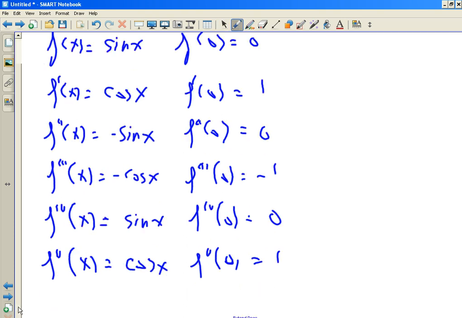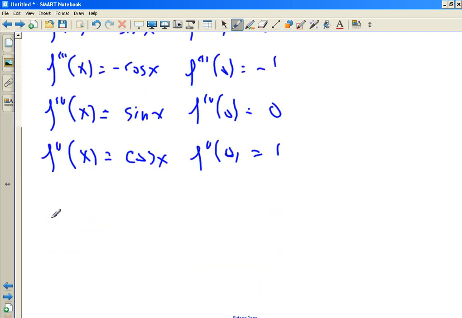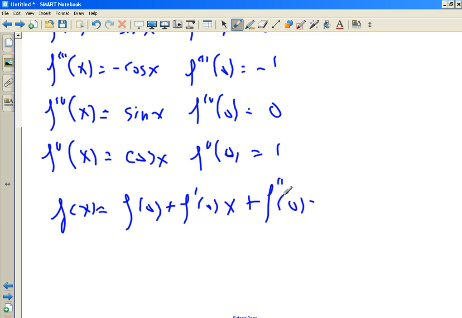Okay, so let's write the series. Remember, f of x is going to be f of 0 plus f prime at 0, x plus f double prime at 0 times x squared over 2 factorial plus f triple prime at 0 times x cubed over 3 factorial plus. So what did we get?